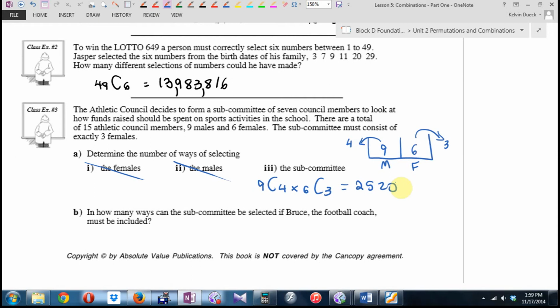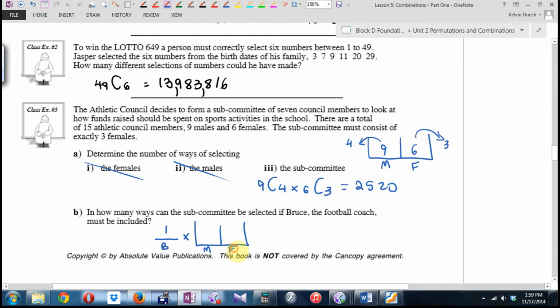In part B, in how many ways can the subcommittee be selected if Bruce, the football coach, must be included? Okay, now we have to have Bruce. How many ways are there to pick Bruce if he has to be on it? It's meant to be a really obvious trick question. 1 way. And how many males are now left in the bucket if we picked Bruce because he has to be on the committee? How many females are now left in the bucket? 6.